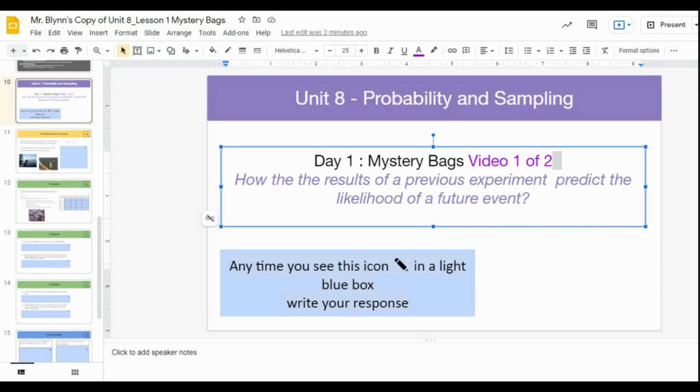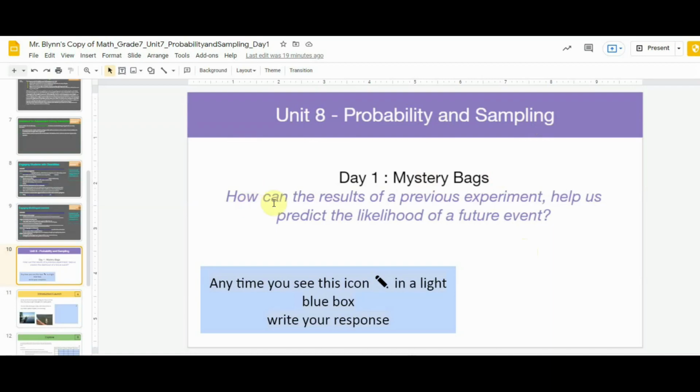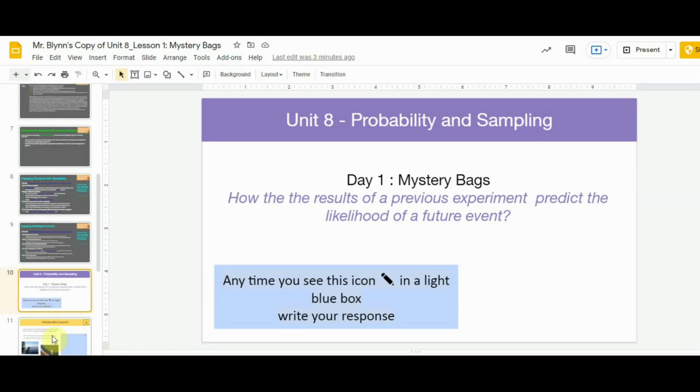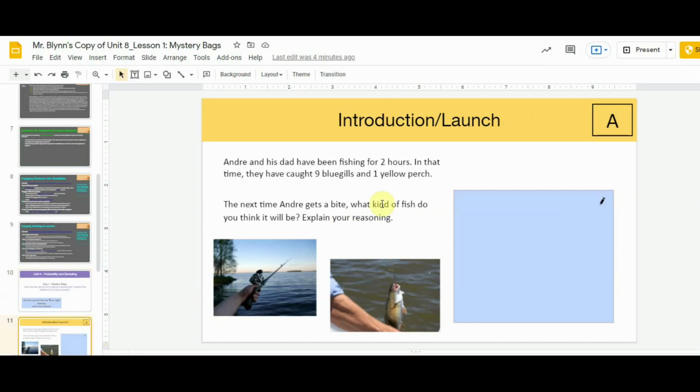Day 1, Mystery Bags. How can the results of a previous experiment help us to predict the likelihood of a future event? Now let's go to slide A. What I've done, and I will share this with your teacher, is created a Jamboard for this slide. That way it's a little easier to show your work.